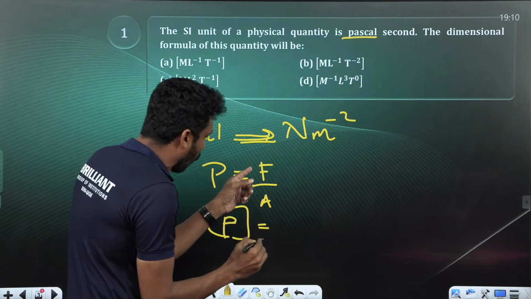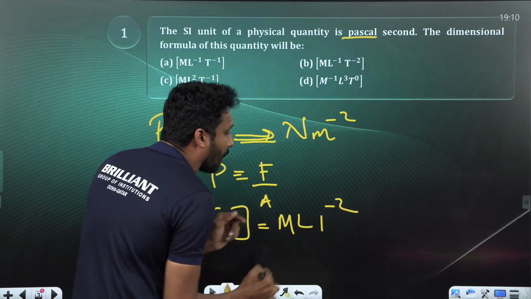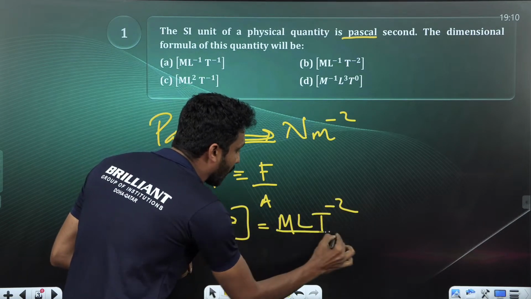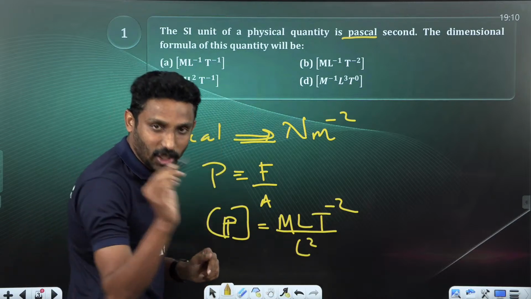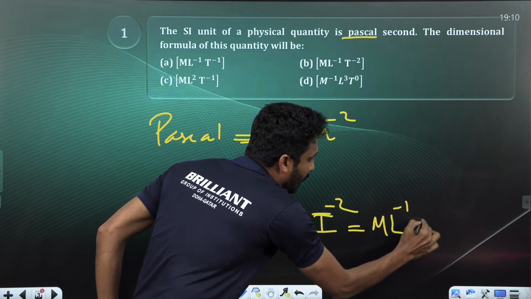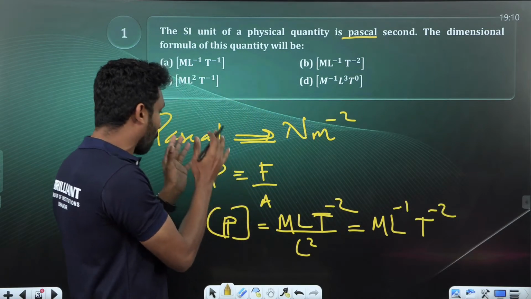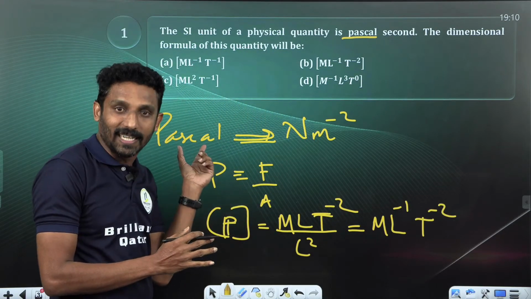We know that force divided by area: MLT^-2 divided by L^2. What will it be? It will be ML^-1T^-2. This is the dimension for pressure, which the SI unit Pascal indicates.